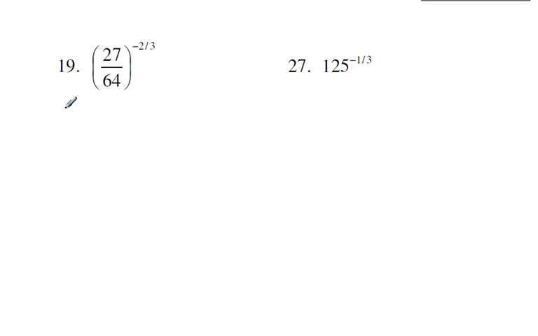On this next slide, we're going to combine things. So here I've got 27 over 64 to the negative 2/3. My first step is to flip it and work with a positive fractional exponent. So there we go, 2/3. On the top, I take the cube root of 64 because I have a 3 on the bottom. Cube root of 64 is 4. 4 squared is 16. On the bottom, cube root of 27 is 3. 3 squared is 9. And I'm done.